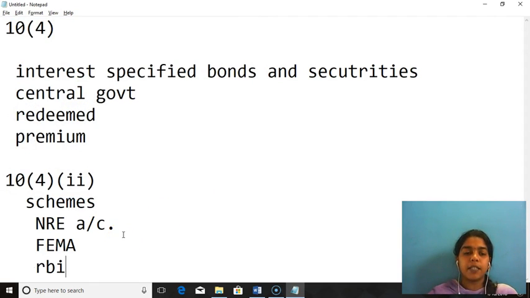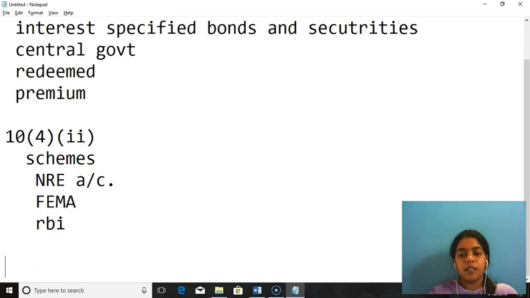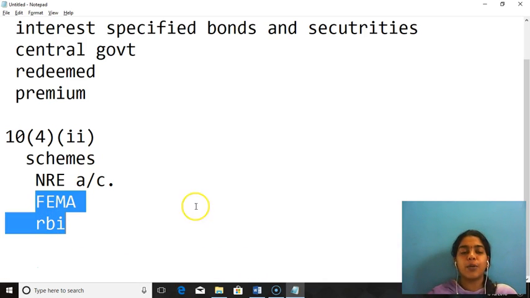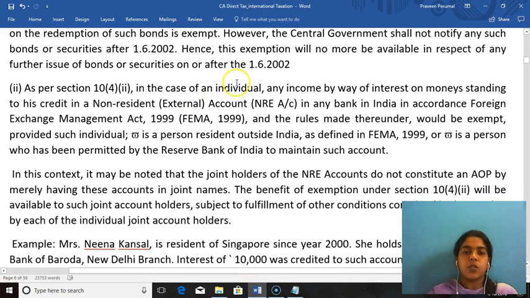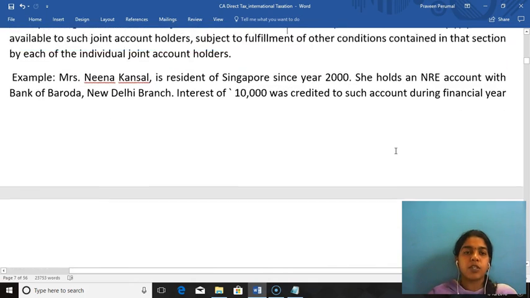So the next condition is with regard to the two conditions. The first is he must be a non-resident as per FEMA Act, and the next is he must have been given permission by the RBI. So only those persons are called individuals as per this provision. So in the case of an individual, the income by way of interest on money standing to the credit of NRE account in any bank in India in accordance with FEMA Act and rules made thereunder, provided that the individual is a person resident outside India as defined in FEMA Act, or is a person who has been permitted by RBI to maintain the account. Next.